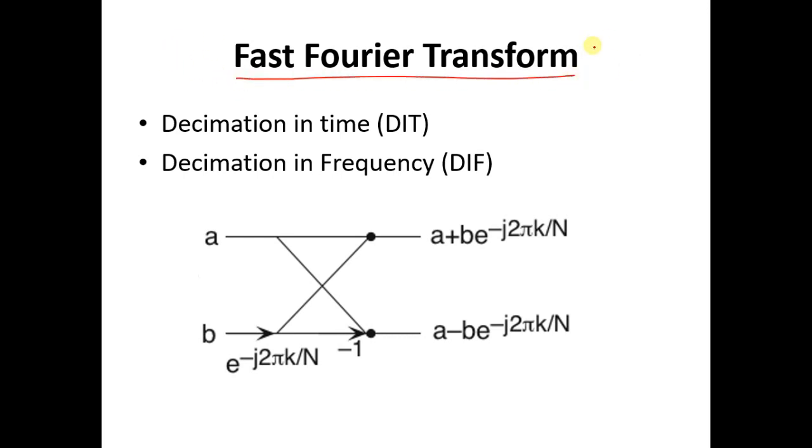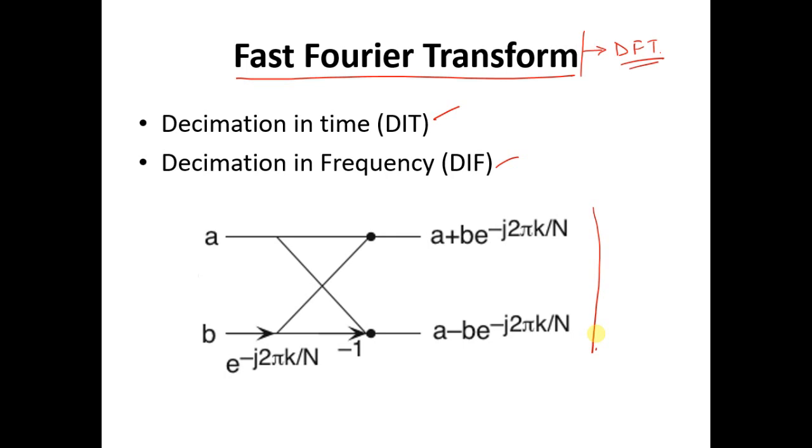The fast Fourier transform is not a separate transform, but it is an algorithm by which we can implement DFT. Okay. Usually, the fast Fourier transform can be implemented in two ways. The first one is decimation in time, and the second is decimation in frequency. Okay, and this architecture, which is regarded as the butterfly architecture, forms the basis of the fast Fourier transform.